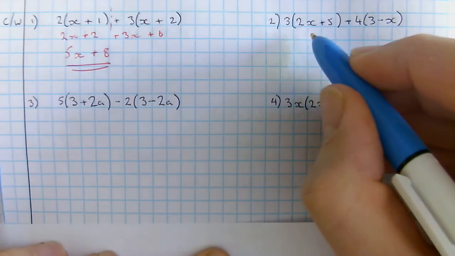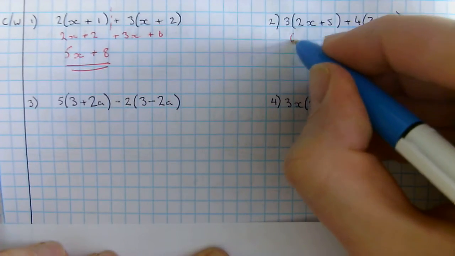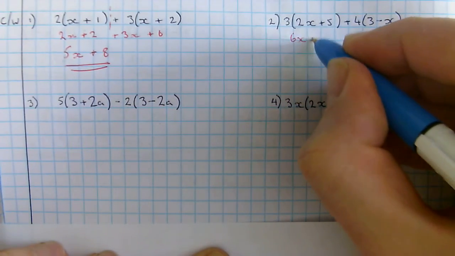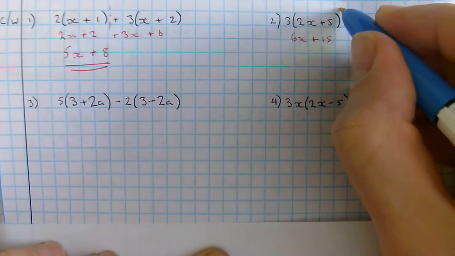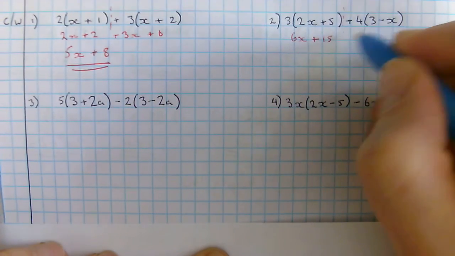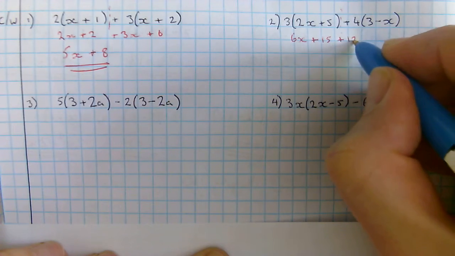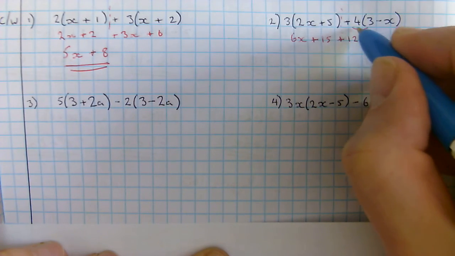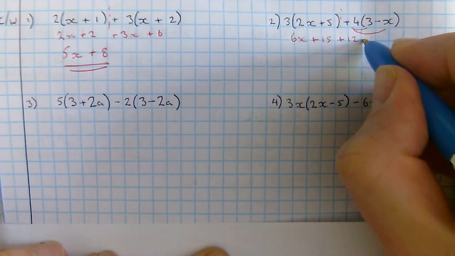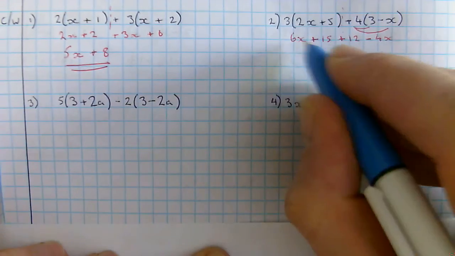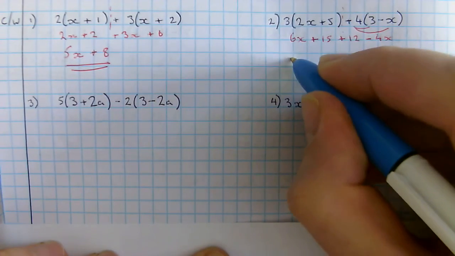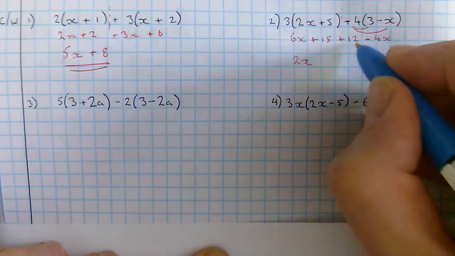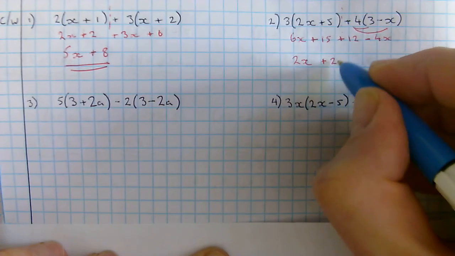For my second one, I've got 3 times 2x is going to give me 6x. 3 times 5 is plus 15. Here I've got plus 4 times 3, so it's going to give me plus 12. And then I've got plus 4 times minus x is going to give me minus 4x. Simplifying my x's, I've got 6x, take away 4x is 2x, plus 15 and plus 12 is plus 27.